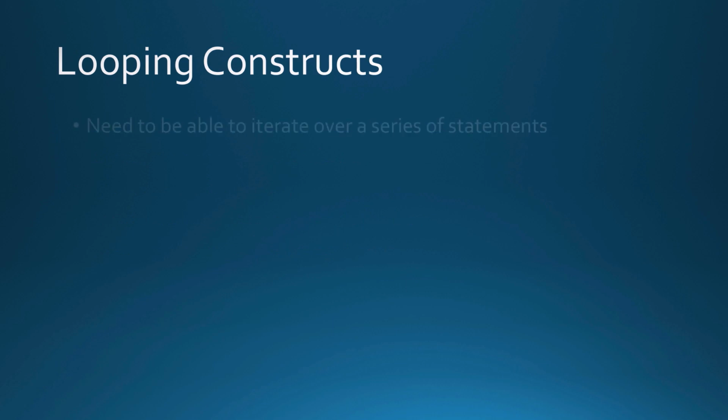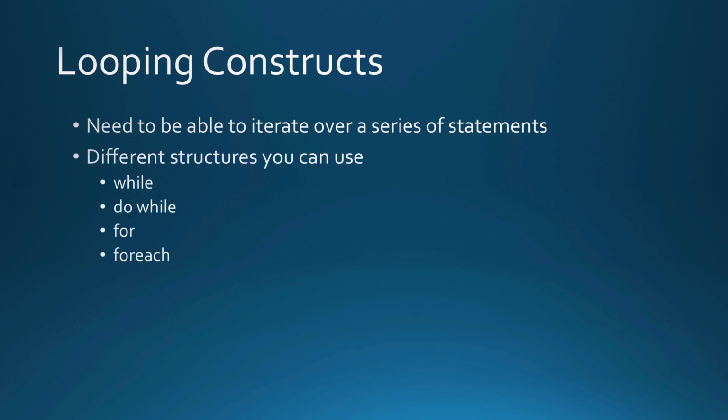Looping constructs are used when you need to be able to iterate over a series of statements. And we have different structures in C# that we can use. We have a while, a do while, a for, and a foreach.